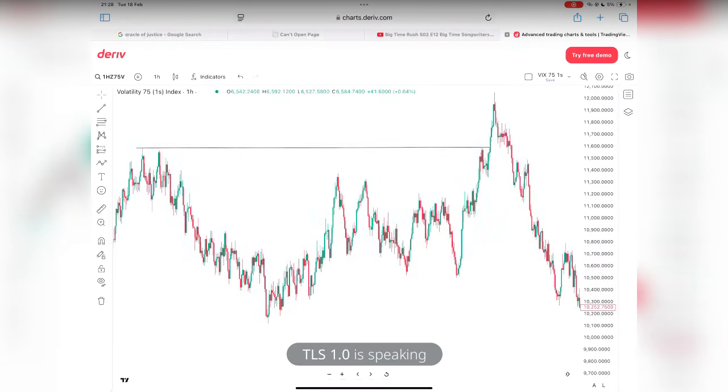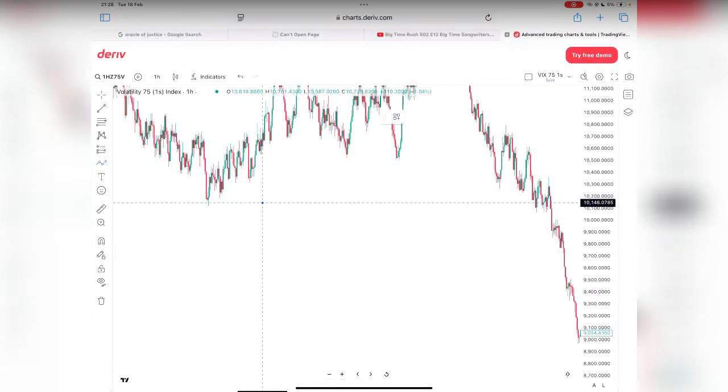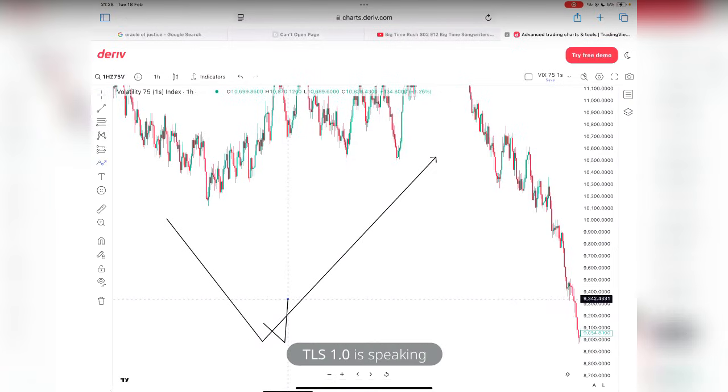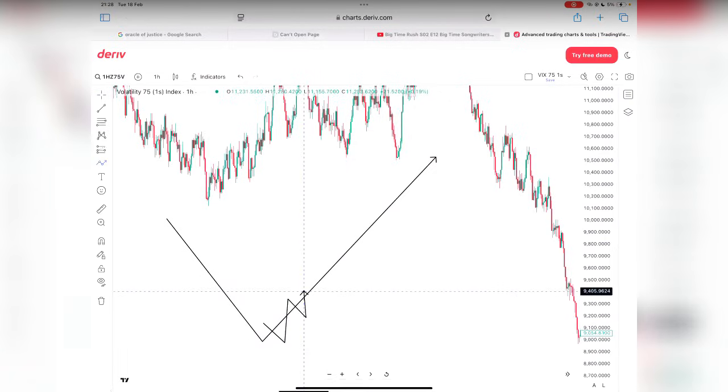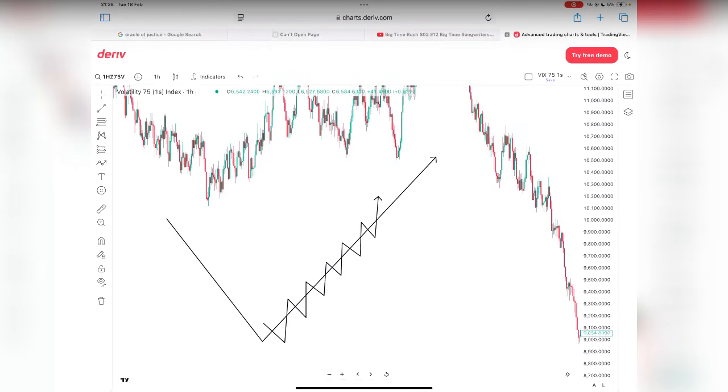How do I mean? For example, that thing I drew like this on that 4 hours. For this to be considered as an external, number one quality is that it needs to have at least three minor internal breaks of structure inside of it in that lower time frame. When you go there, three or more.